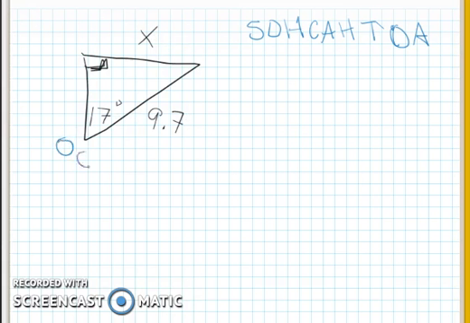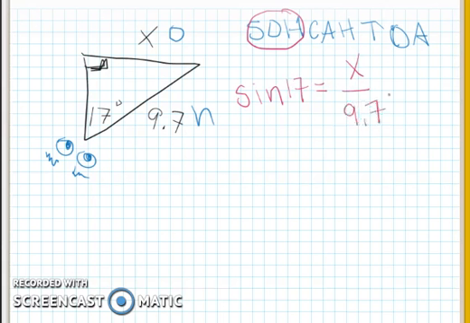So here's Franklin. He's chilling, looking down, and from his perspective, we're going to go with opposite, and this is going to be hypotenuse. So we have opposite and hypotenuse. It looks like we're going to deal with SO. Okay, so we're going to get the sine of 17 equals opposite, which is x, over 9.7. Okay, multiply 9.7 to both sides. This cancels out over here, and we get 9.7 times sine of 17 equals x.